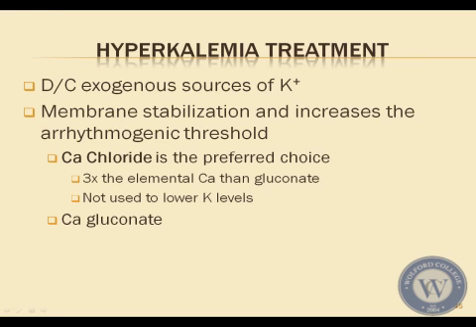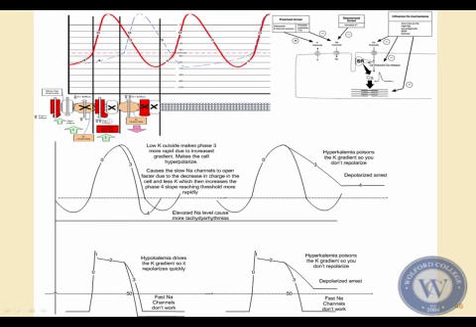The way you treat these hyperkalemic events is you want to discontinue any kind of exogenous potassium. You want to try to membrane stabilize and increase the arrhythmogenic threshold. This can usually be done by giving the person calcium chloride, which is a preferred choice instead of calcium gluconate, because calcium chloride is actually 3 times more elemental calcium than gluconate, and it's not really used to lower potassium levels, but rather to try to stabilize the membranes to prevent arrhythmogenic potential.